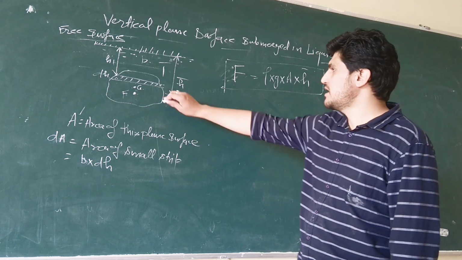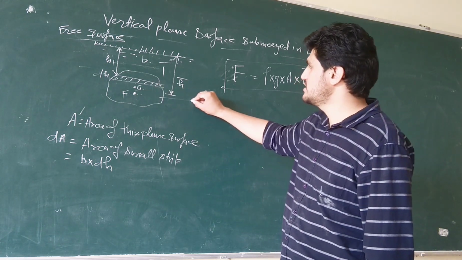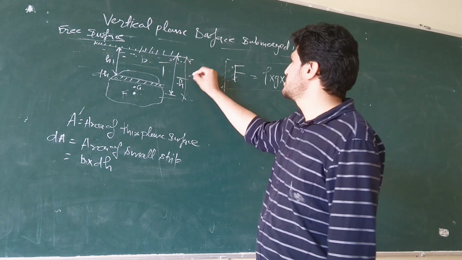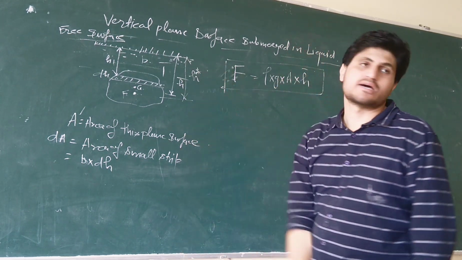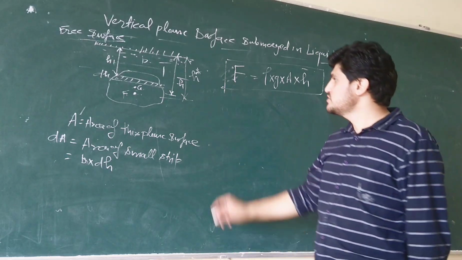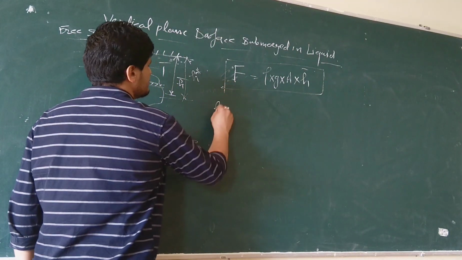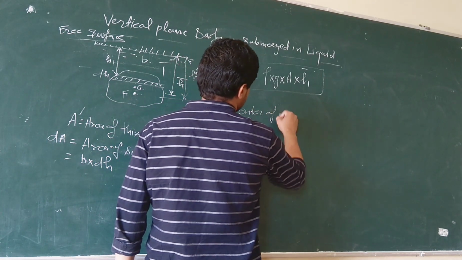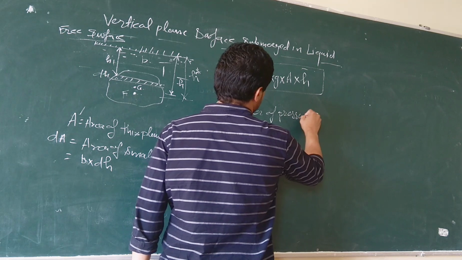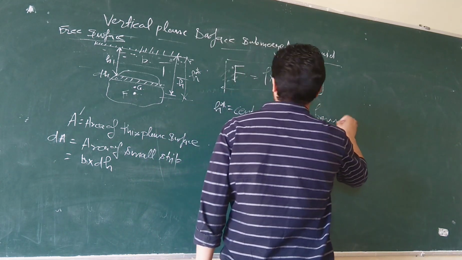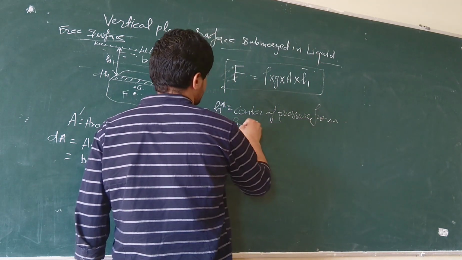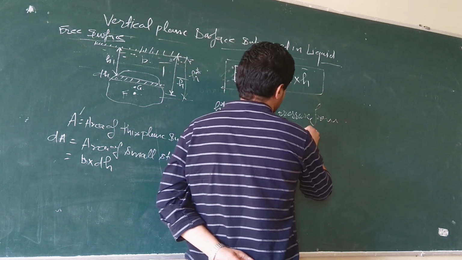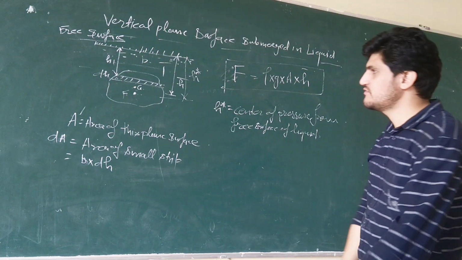What do we have to calculate? Let us take the distance of this F from the free surface of liquid equal to h star. So what is h star here? H star is the center of pressure from the free surface of liquid. We need to calculate what this distance is.